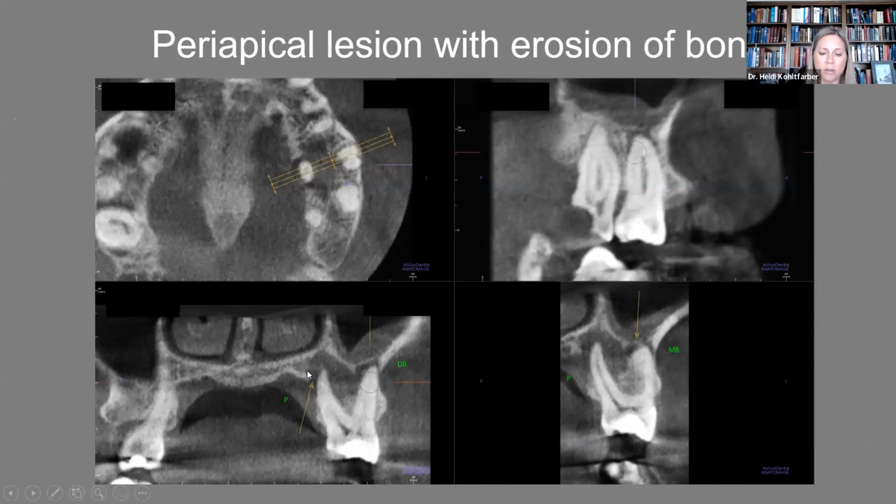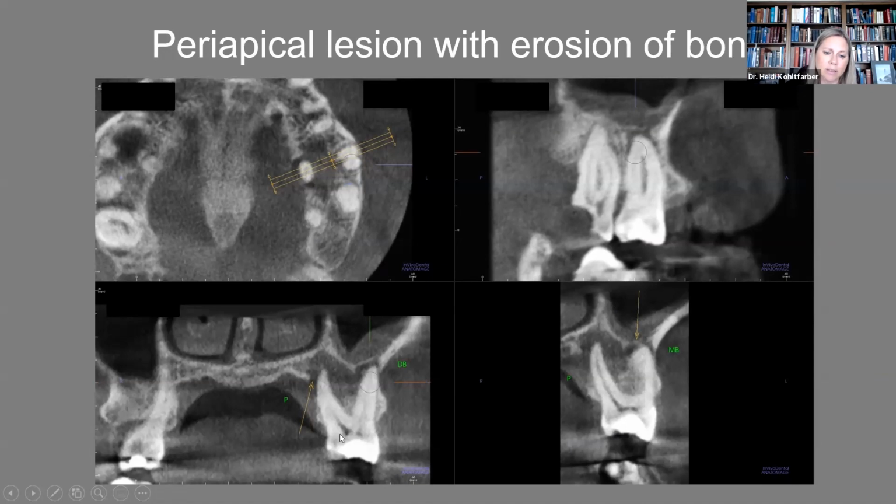This is another one where we have a large lesion going on. Again, we have a little bit of mucosal thickening within the sinus. It looks like we do have thinning and erosion of the cortical border. So I would say that mucosal thickening is odontogenic in origin.